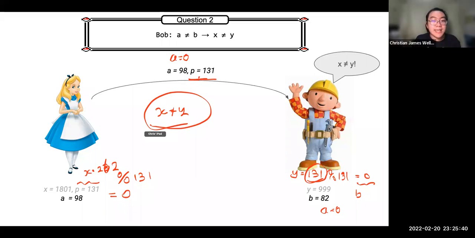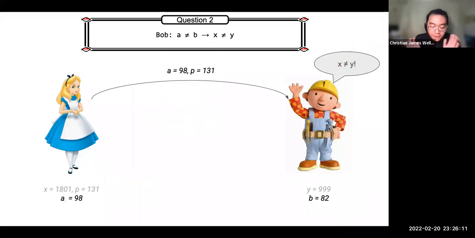What I'm showing in this example is that if Alice and Bob actually have different numbers, but it so happens that the prime they chose makes the two numbers give the same A and B, which is the result of the mod, then Bob concludes that the two numbers are the same. Bob will say that X equals Y, when in fact the two numbers are different. This is a false positive. I hope that clarifies what it means to be a false positive.